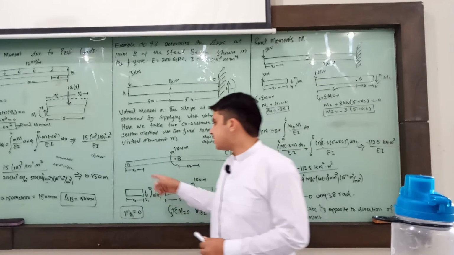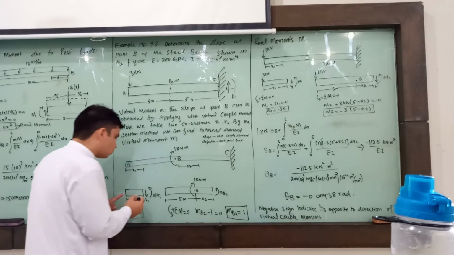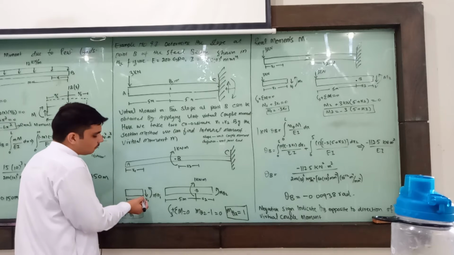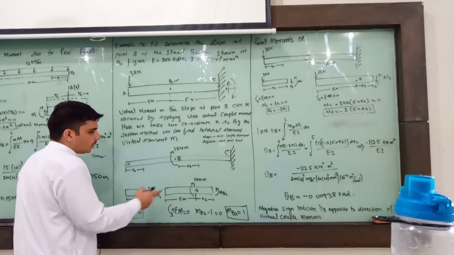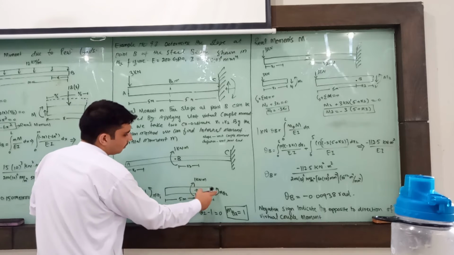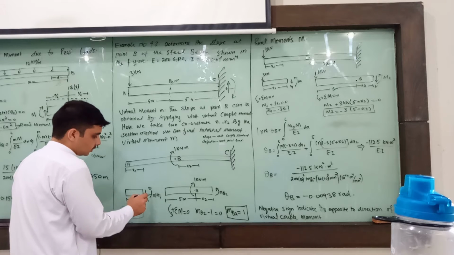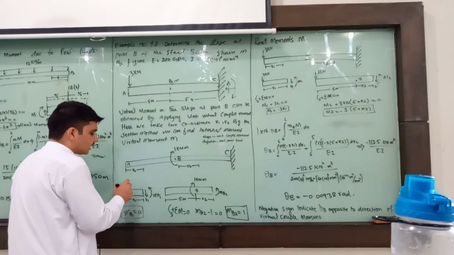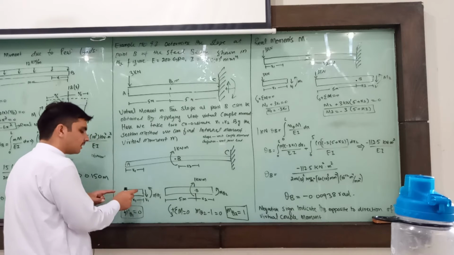For this section we separate it from the free body diagram. Here you can see this is x1, and if we take a section, two types of reaction will occur: shear force and moment. Along this point the moment will be m theta 1, and at this point the moment will be m theta 2. These are the virtual moments which I can find. So m theta 1 is equal to 0 because no external load or external moment is applied on this section.